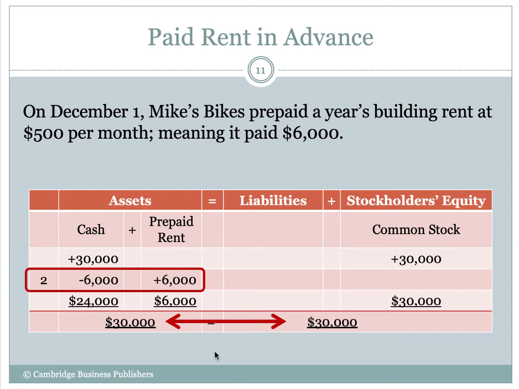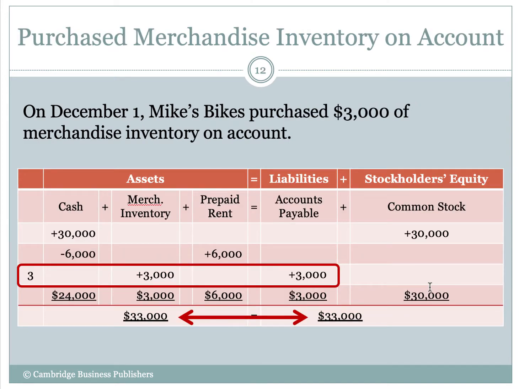Notice what happens. After this transaction, the accounting equation is still in effect, right? Or it's still balanced. $24,000 of cash plus $6,000 in prepaid rent equals assets of $30,000. Stockholders' equity is still at $30,000. That did not change. Okay. Let's look at another one, a third example.